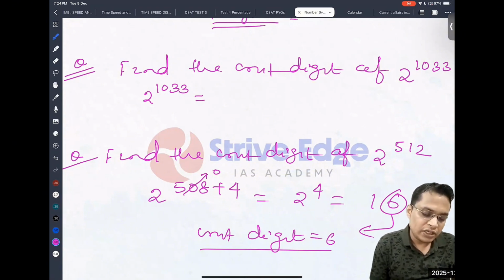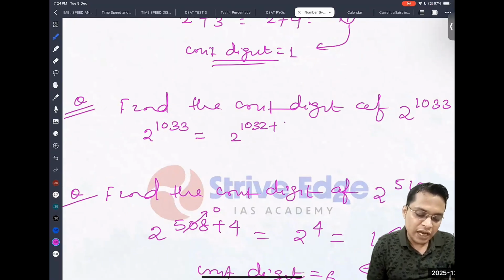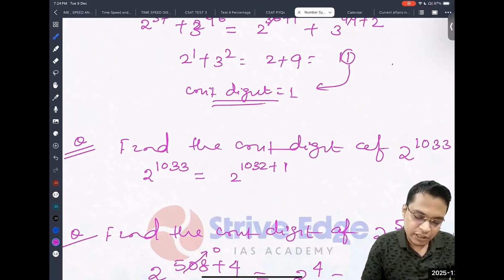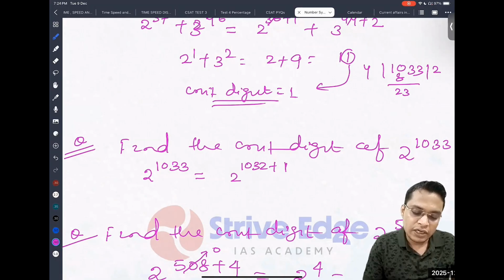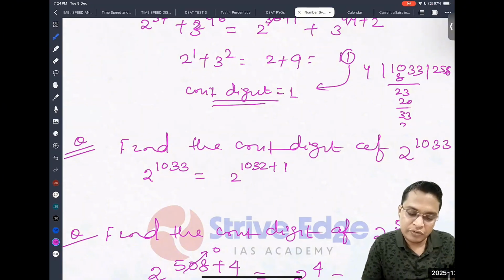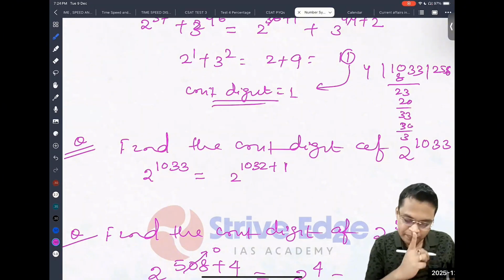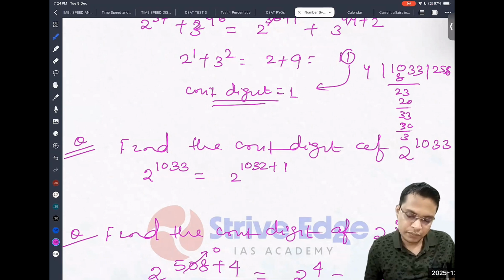We'll convert that into 2 to the power 1032 plus 1. That means we have to convert this number into a multiple of 4, so we divide the exponent by 4. Dividing 1033 by 4, we get 258 and the remainder is 1.